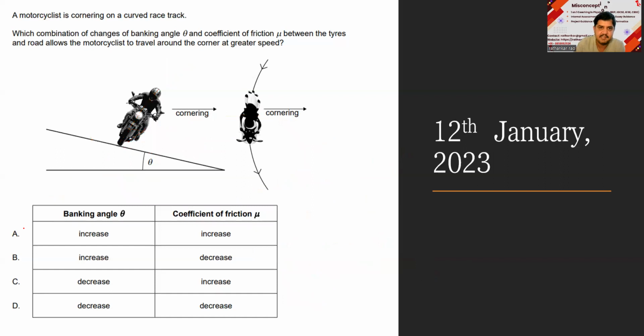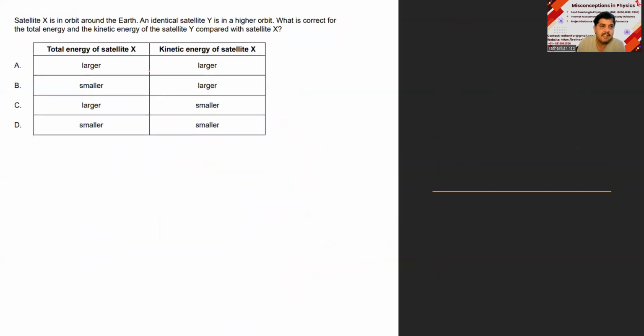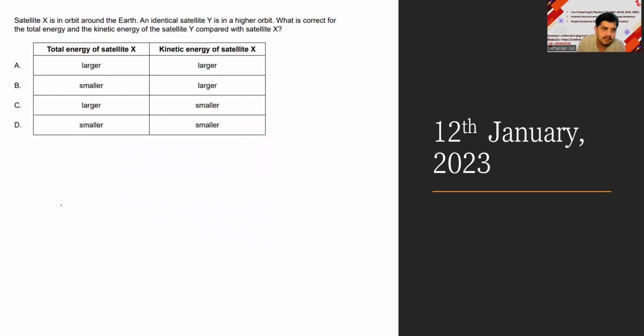Now let me go to the next example. Satellite X is in orbit around the Earth. A problem on gravitation. So this is the Earth, this is satellite X, and satellite X is moving like this.